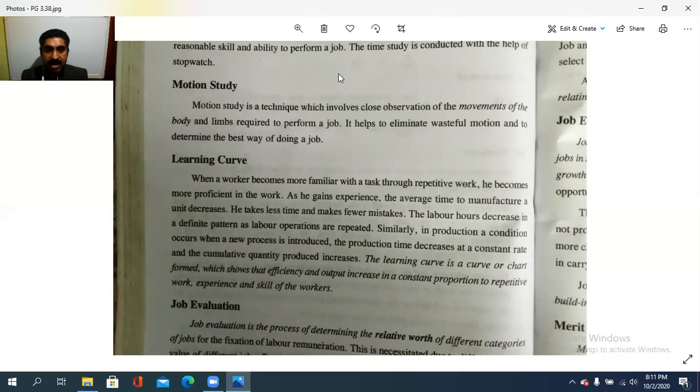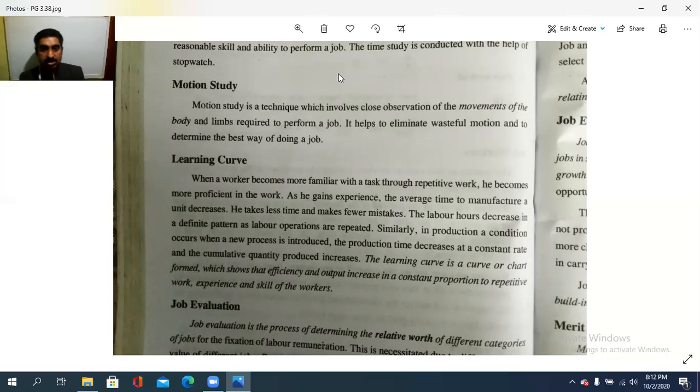Learning curve. When a worker becomes more familiar with a task through repetitive work, he becomes more proficient in work. If he keeps doing the same work, he will become more proficient. As he gains experience, the average time to manufacture a unit decreases. He takes less time and makes fewer mistakes. The labor hours decrease in a definite pattern as labor operations are repeated.